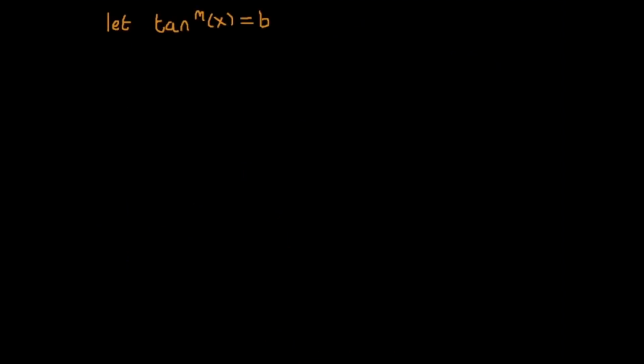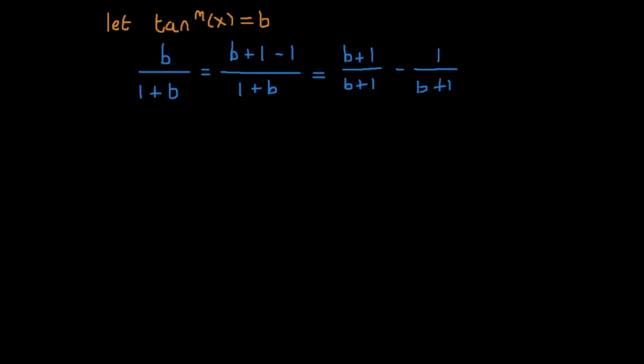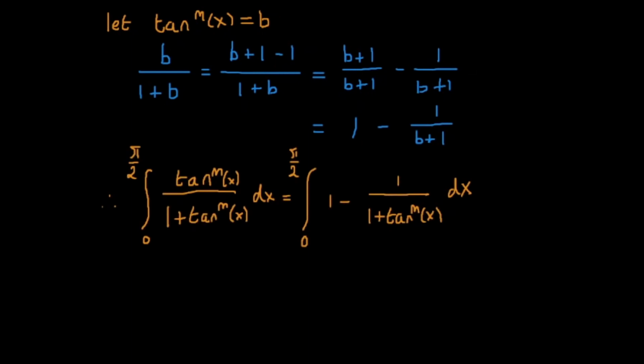If we let tan to the power of mx equal b, then if we take a look at the fraction from before, we've got b over 1 plus b. If we manipulate it by adding 1 and subtracting 1, splitting this off into just b in the denominator, it's easier to compare to before. So we've got the integral from 0 to pi over 2 of tan to the power of mx over 1 plus tan to the power of mx is equal to 1 minus, well, the original integral that we're trying to figure out. And now we can easily compare the original integral to what this is.